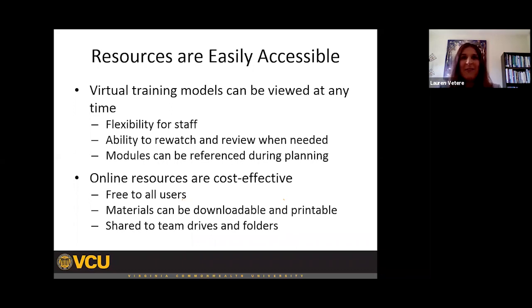In addition, staff have the ability to rewatch and review the training modules when needed. They don't have to wait for a once-a-year big in-person training. It's right at their fingertips. And modules can also be referenced as the staff member is completing the behavior plan as well.